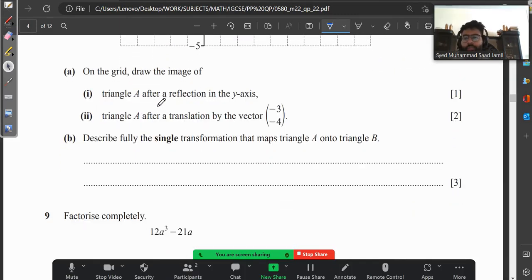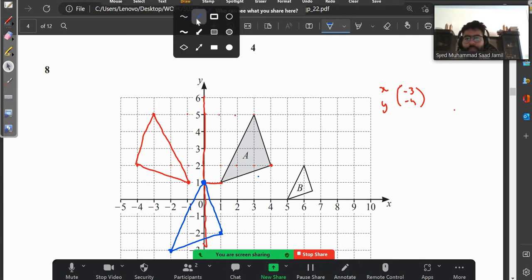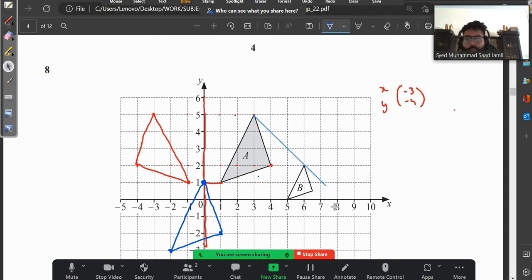Moving on to the third one, it says describe fully the single transformation that maps A onto B. Now if you look at it, it's not a rotation, it's not a reflection, so it has to be an enlargement. Okay, how do we know? Simply we join the corresponding points together. We join this one, then we join this point, and then we join this one. We join all the 3 points.